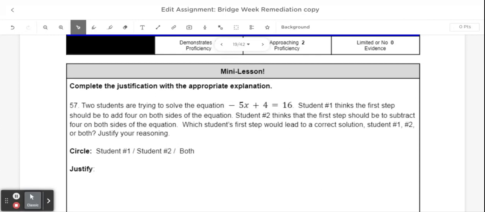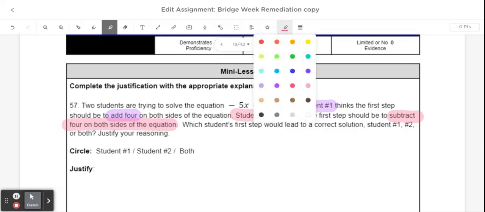Student number one thinks that the first step should be to add 4 on both sides. So student number one says, let's add 4 on both sides. Student number two thinks that the first step should be to subtract 4 on both sides of the equation. Our job is to figure out which of these students would lead to the correct answer.